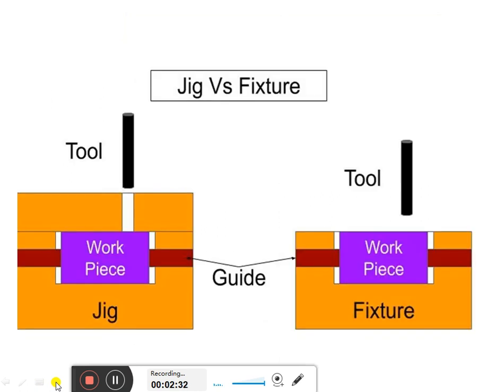So this is a schematic diagram of a jig and fixture. The jig is holding the workpiece as well as guiding the tool to drill. But in the case of fixtures, it holds the workpiece, it doesn't guide the tool. So that is a major difference between jigs and fixtures.